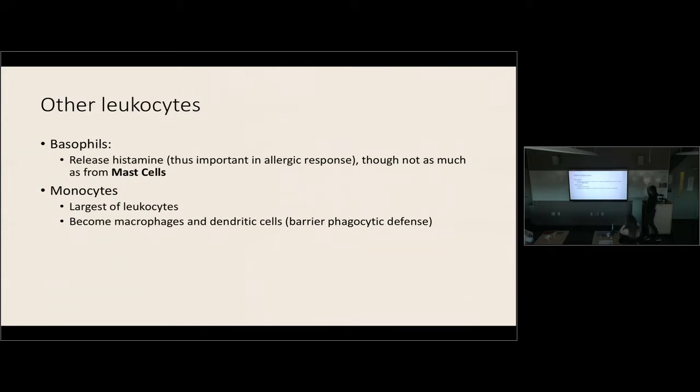Okay, so that's most of the white blood cells. The last two are basophils and monocytes, which again are usually not that relevant. Most clinicians would never even look at them. But basophils are involved in histamine release. Another one you'll hear about is mast cells, and these are all just involved in allergic responses. The reason we take antihistamines for allergies is because basophils and mast cells release histamine.